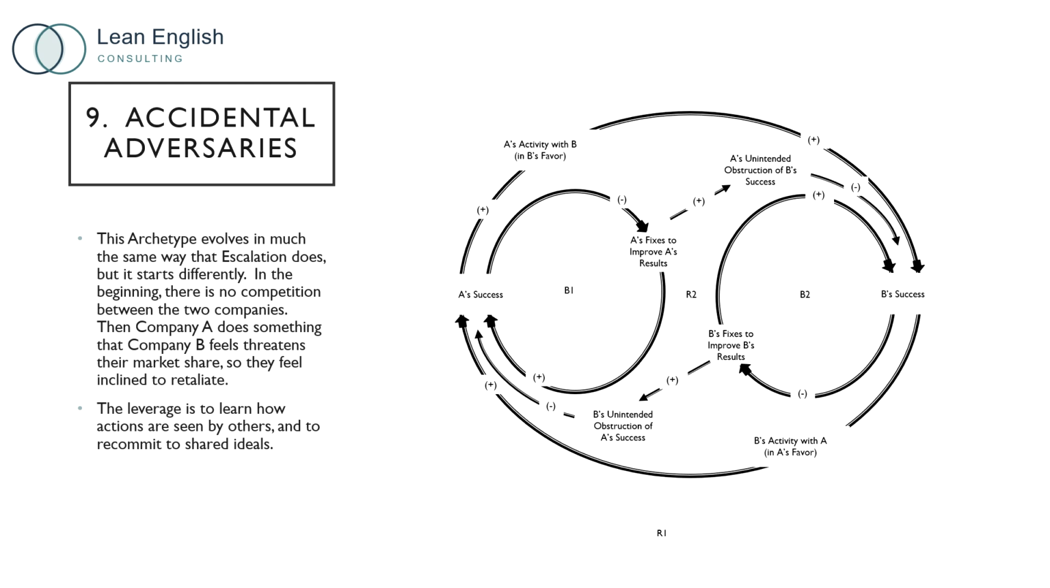Accidental adversaries evolve in much the same way that escalation does, but it starts differently. In the beginning, there is no competition between the two companies. Then Company A does something that Company B feels threatens their market share, so they feel inclined to retaliate.